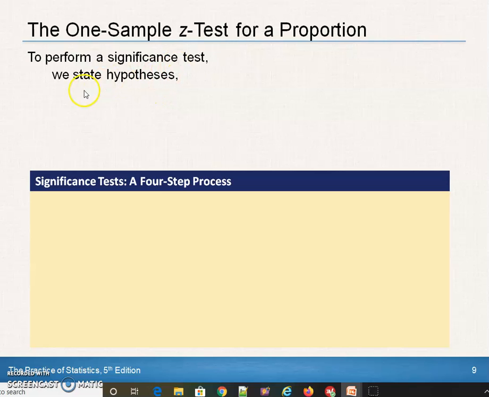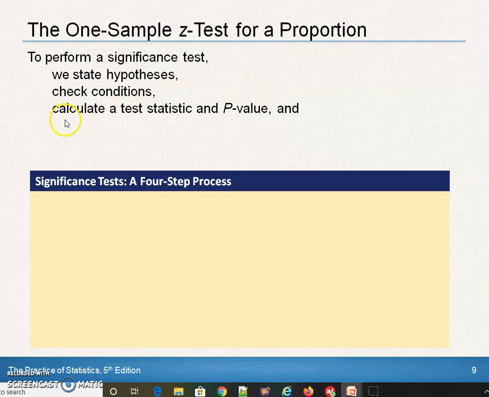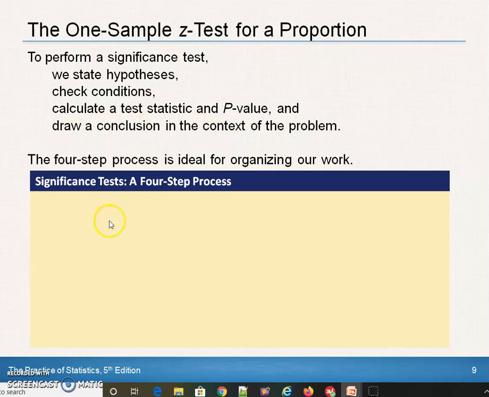So, what do we do to do these tests for a proportion? State the hypothesis, also the alternative, the null hypothesis and alternative. Check the conditions. That's random, 10%, and large counts. Calculate the test statistic. Statistic minus parameter over the standard deviation of the statistic. And draw a conclusion. There's only two conclusions.